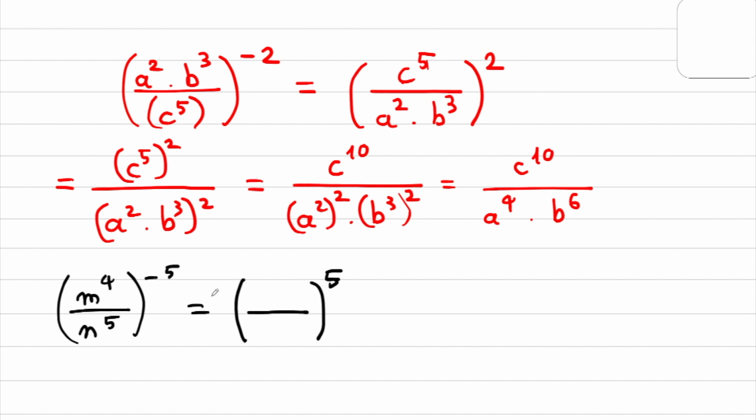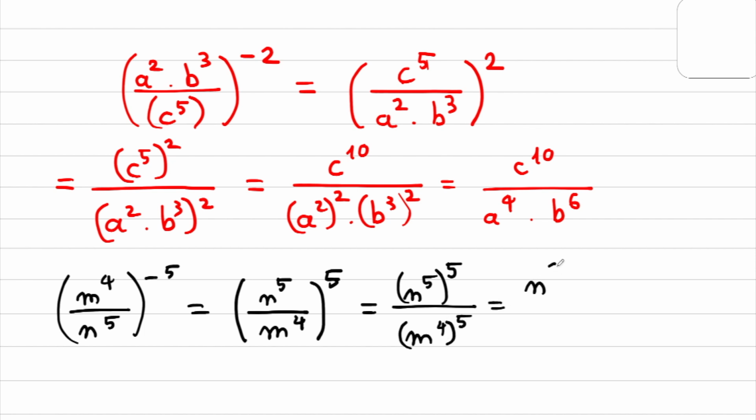So how can I change from a negative power number to the positive power number? Because I take the reciprocal inside the base number. So m^4 here will become the denominator, and n to the power 5 here becomes the numerator. And after that you got n to the power 5, with 5 outside, and m to the power 4 with 5 outside here. So for n you got 25, and for m you got 20, like this.